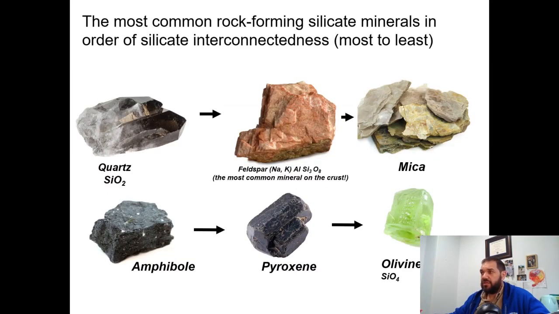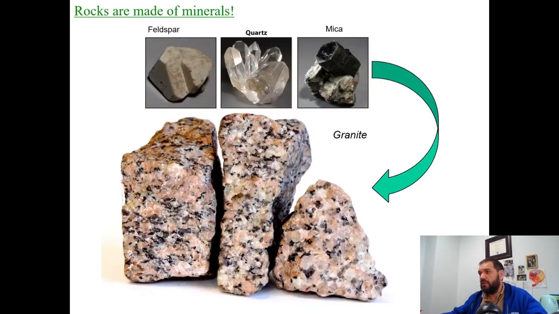Okay, there are your 6 very common ones again: quartz, feldspar, mica, amphibole, pyroxene, and olivine, given to you in order of most interconnected, where the silicate molecules are all touching each other, as in the case of quartz and feldspar, to least, with that being olivine. Olivine is totally isolated, and that makes it the easiest one to destroy.